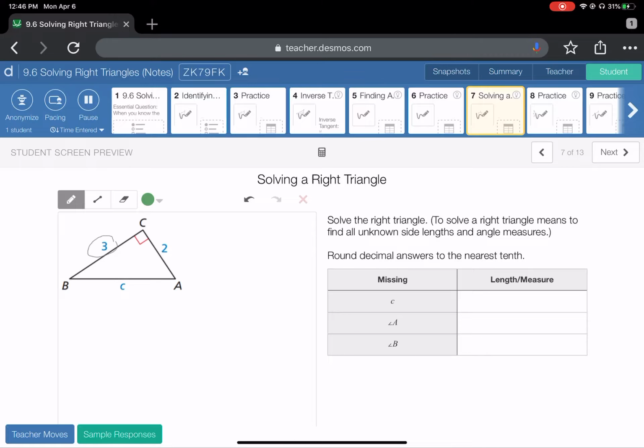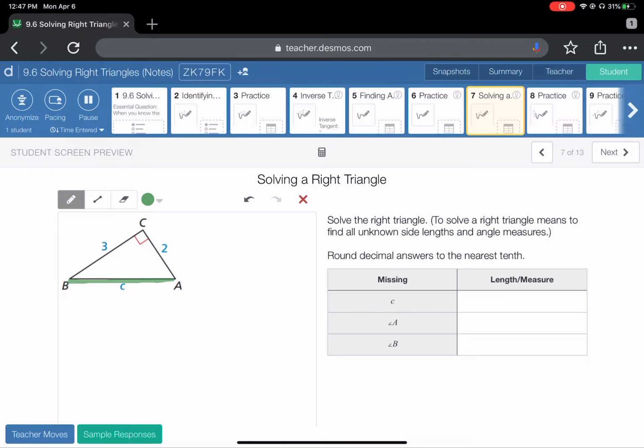So we already have this side and this side, 3 and 2, and we have a 90-degree angle. We know that that's 90, so we don't need to solve for that. But we're going to need to find the remaining side. So this side BA, which is labeled as C, is not a number. We need to find the number value. And we also need to find the measures of our angles here. And we can use what we just did on the previous example, using inverses to find those angles. Okay, but we're going to go ahead and first find the value of this bottom side, the hypotenuse.